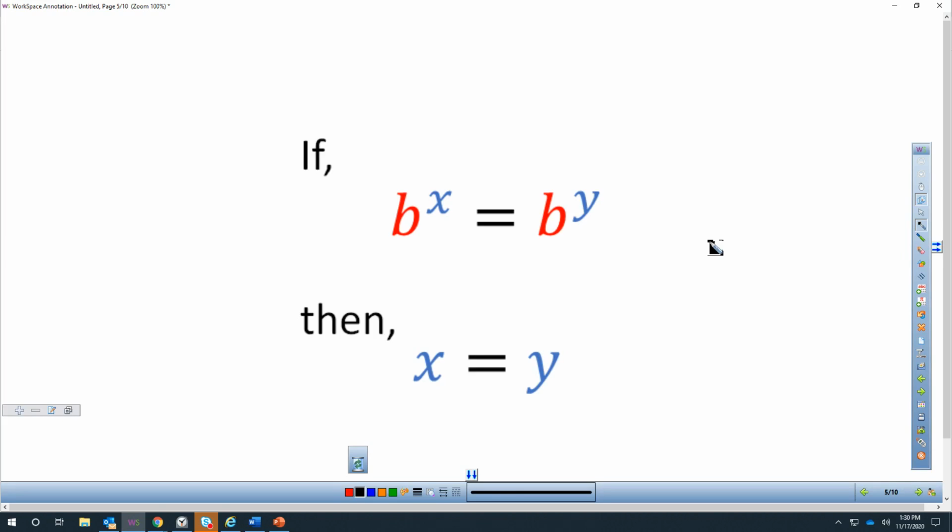So we have the equality property for logs. There's also an equality property for exponents. So the equality property of exponents says if you have something like b to the power of x equal to b to the power of y, so the bases are the same, then that can only happen if the exponents are the same. So x and y have to be the same thing.